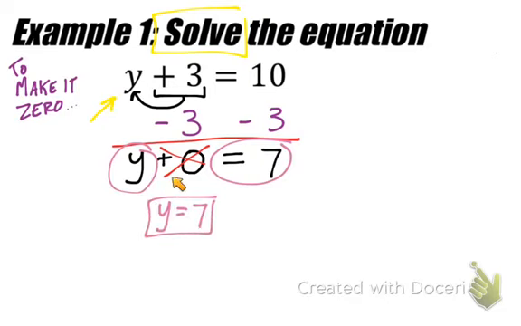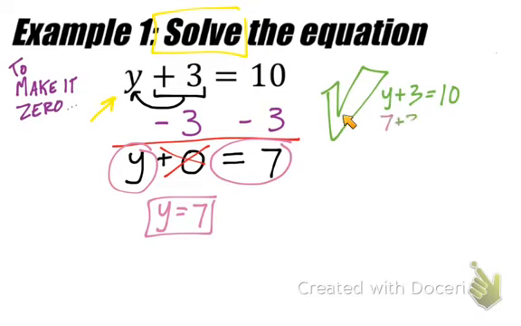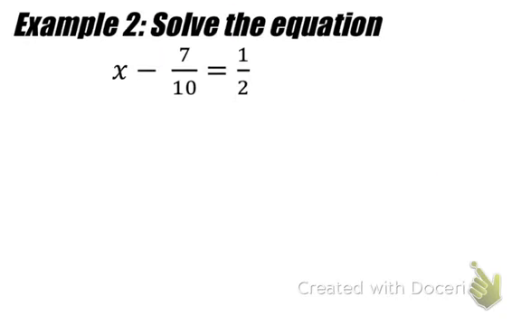Now to check to see if that's right, we take our value for y and substitute that back into our equation. So here's our original equation. We're going to check to see if that's right. We substitute in y equals 7: 7 plus 3 equals 10, and 10 does equal 10, so that works out. Now our second example, we have x minus 7 tenths equals 1/2, and we're solving the equation.